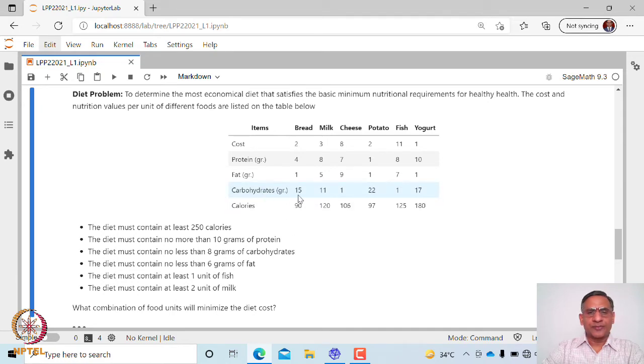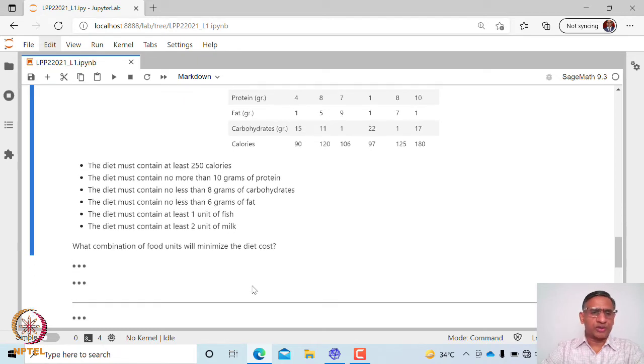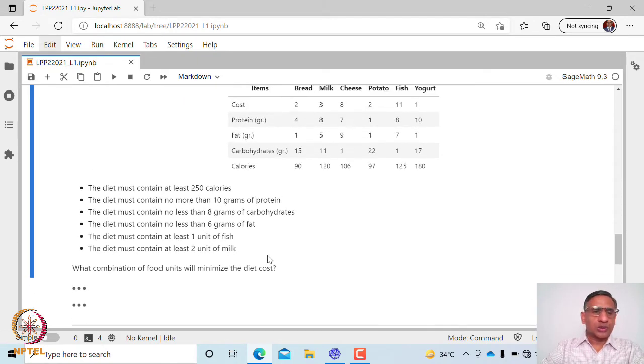So the number of units of carbohydrates, in terms of grams, required is at least 8. And similarly, the diet must contain at least 1 unit of fish, and it must contain at least 2 units of milk. So now let us look at how we can formulate this problem. Now the question is, what combination of food should be consumed so that it minimizes the cost?